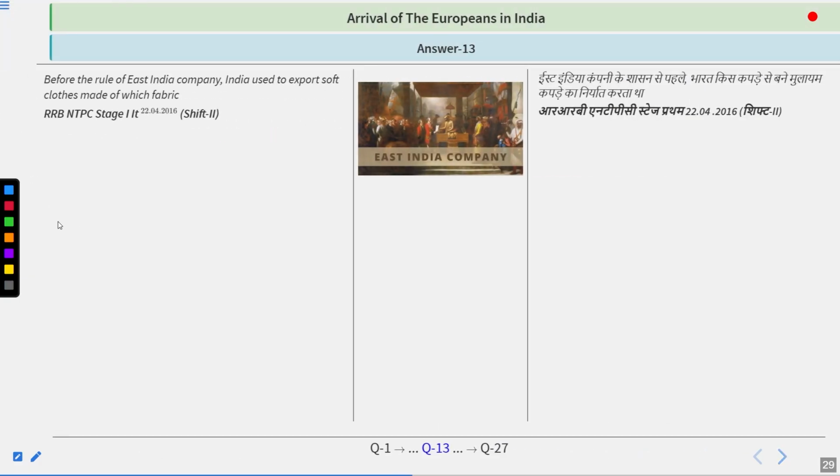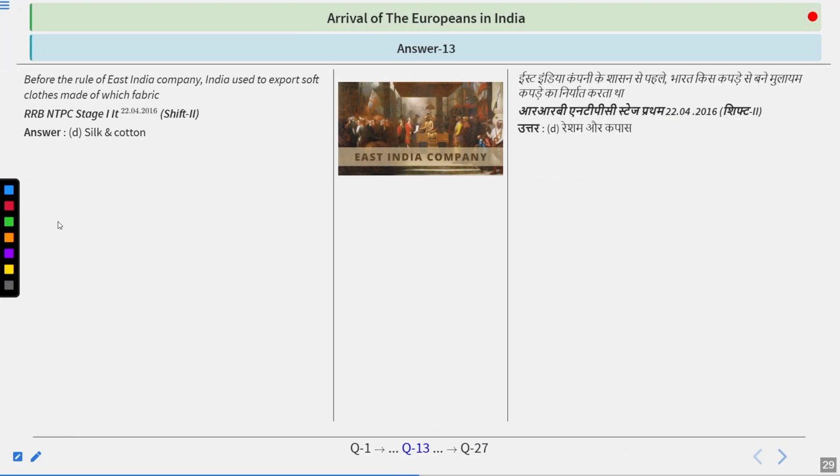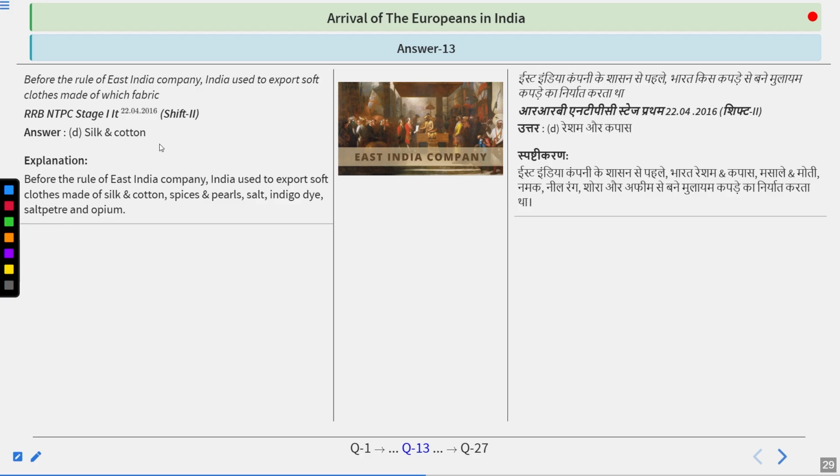And the answer is silk and cotton, because these are the basic raw materials that were found in India at that time, and the main fabrics are made from these only. So before the rule of East India Company, India used to export soft clothes made of silk and cotton, spices, pearls, salt, indigo dye, saltpeter, and opium. So do remember the answer is silk and cotton.